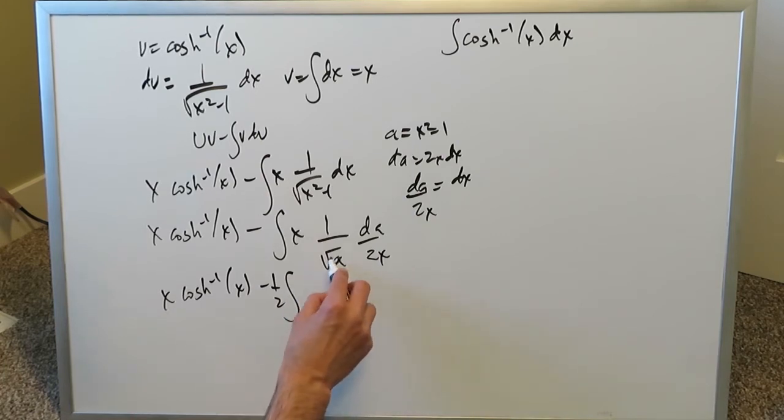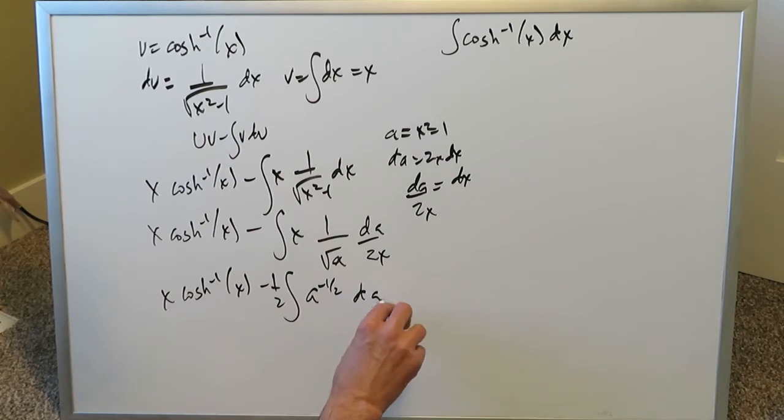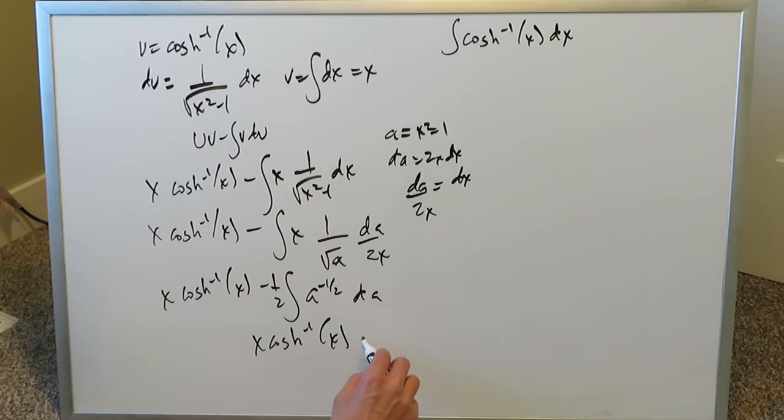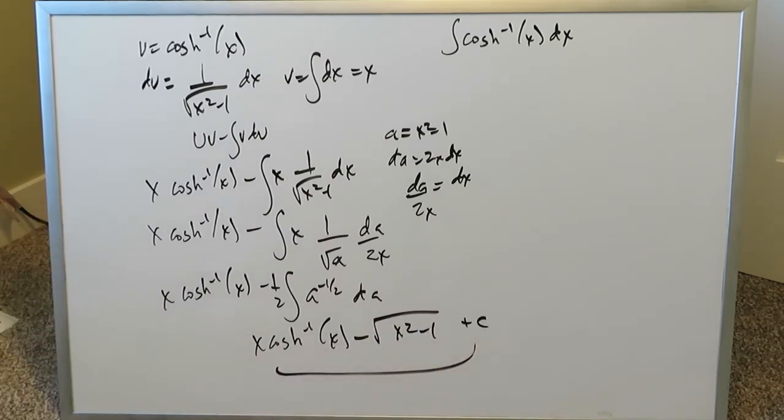The x's cancel out. You have a root a, which you can bring up as a to the minus 1 over 2 dA. When you integrate all of this, n plus 1 divided by n plus 1, this right here will be your final answer, and I'll post it here for you. The antiderivative of that inverse hyperbolic cosine will be this, and this would be a good antiderivative for that.